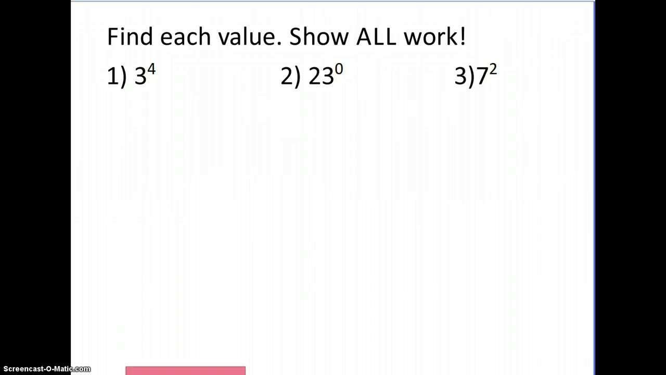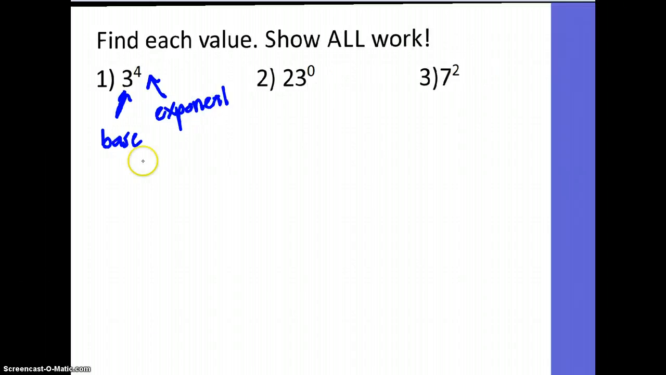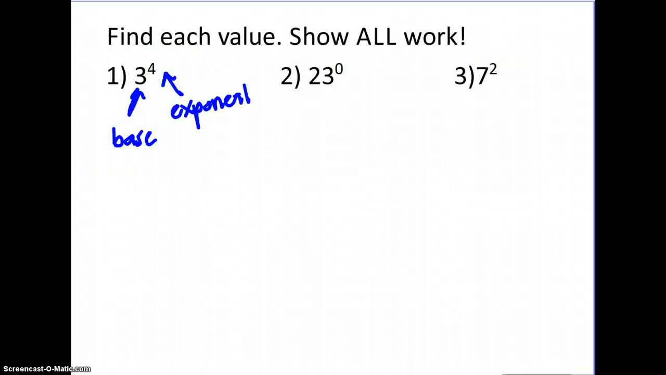Alright, number 1 asks you to find the value of 3 to the 4th power. Well, we know that 3 is our base and 4 is our exponent. The exponent tells me how many times to multiply my base. So I'm multiplying my base, which is 3, 4 times. So 3 times 3 times 3 times 3.